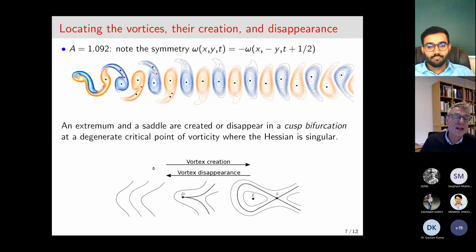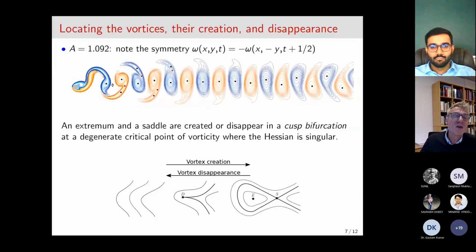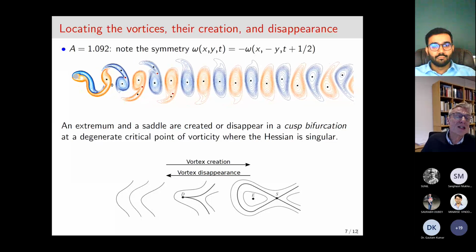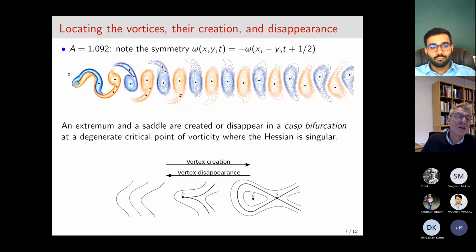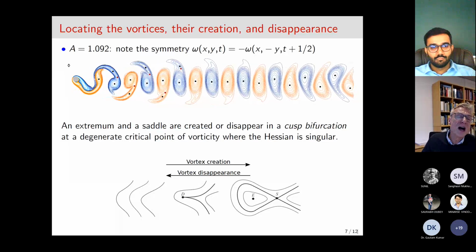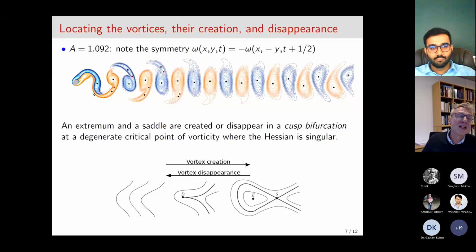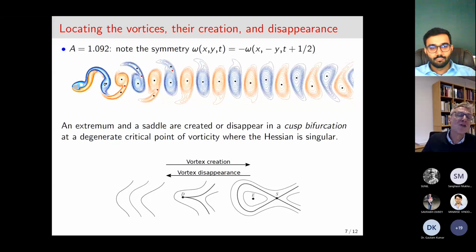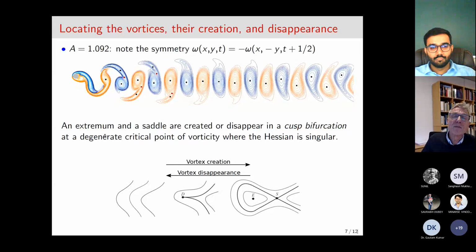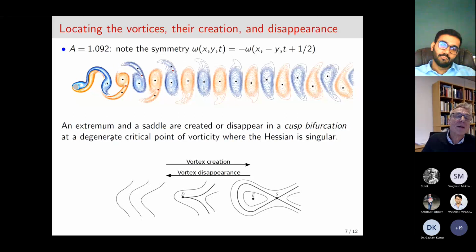The main vortices here, those that persist, are also created the same way, but the computational method we have been using does not allow us to resolve exactly what's going on very close to the cylinder, and that's why they seem to pop out of nowhere. They don't. They are also created in this saddle center or cusp bifurcation.